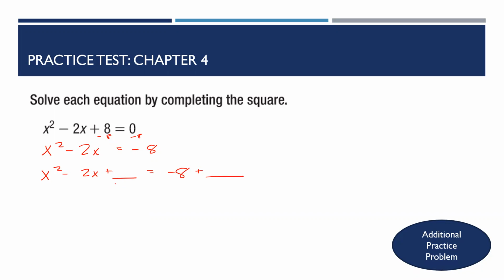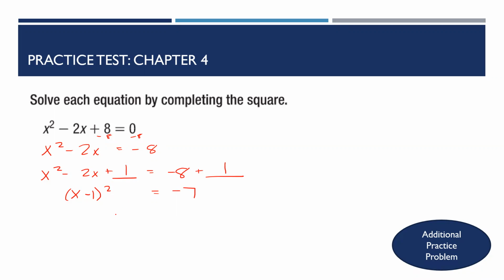And then you'd have to add it to the other side. So half of -2 is -1. And if you square it, well, that's +1. You have to add 1 to the other side of your equation as well. So when you factor this, it ends up being x minus 1 squared. And then this is -8 plus 1, which is -7.